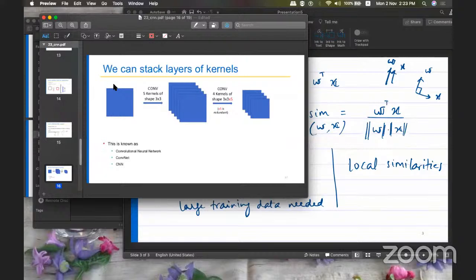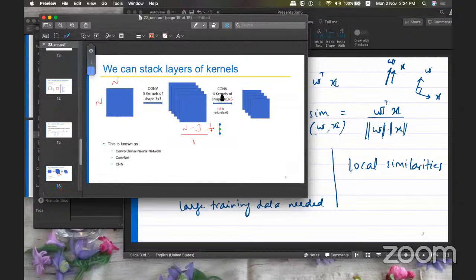If this is n, and this is also n, then this will be (n minus 3) upon 1 plus 1, let's say the stride size is 1. I think this formula you have derived already: (n minus k plus 2p) upon s, plus 1. So this dimension will be n minus 2 here, n minus 2 here.